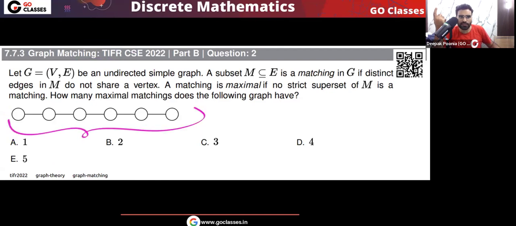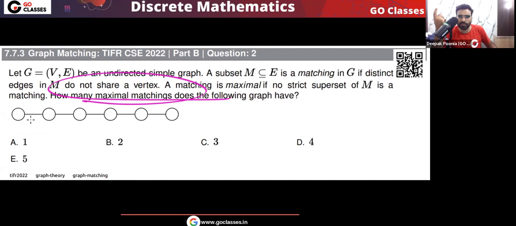Basically, this is a path graph on 6 vertices. So we can count the number of maximal matchings because this is a small graph, only 6 vertices are there. We can create the maximal matchings and count them manually. This is method number 1.